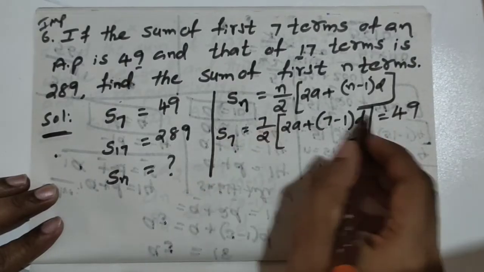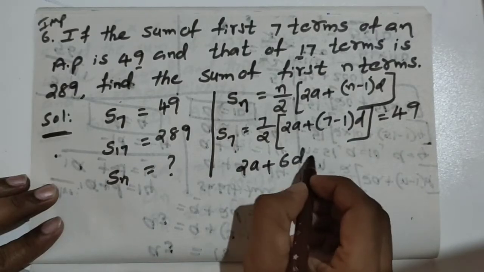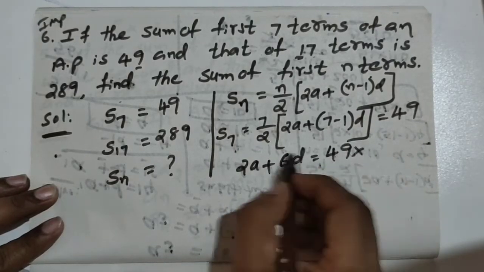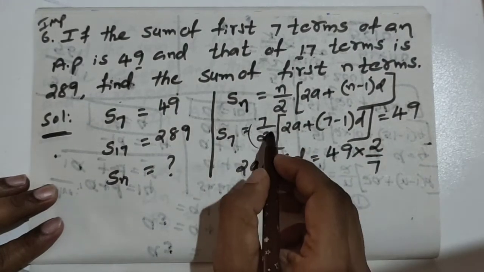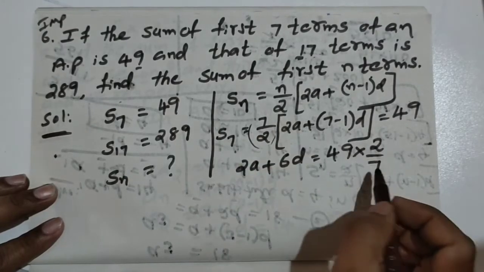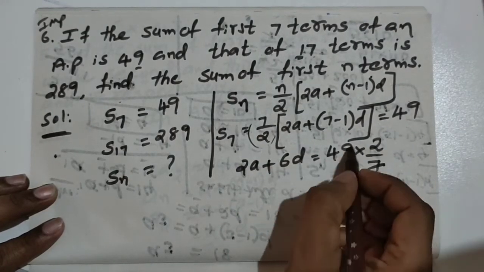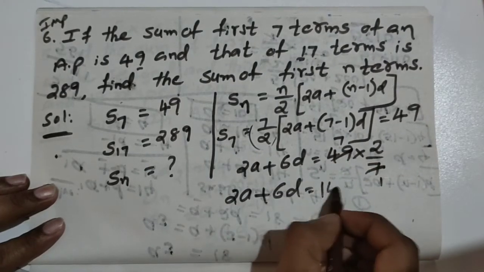Now take this 7 by 2 that side. On left side we have 2a plus 7 minus 1, 6d is equal to 49 into 2 by 7. By taking this 7 by 2 to the right side, we get into 2 by 7, the reciprocal of 7 by 2. Then on cancellation, 7 ones are 7, 7 sevens are 49, we get 2a plus 6d is equal to 14.